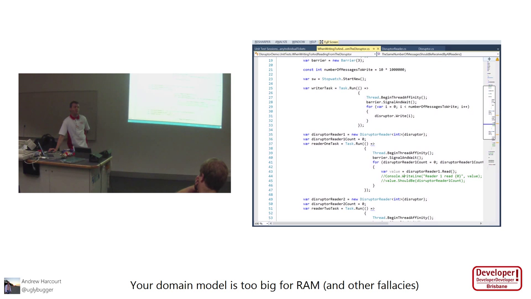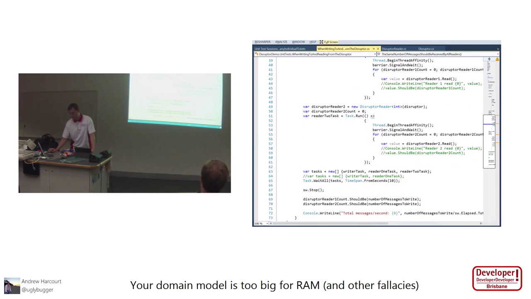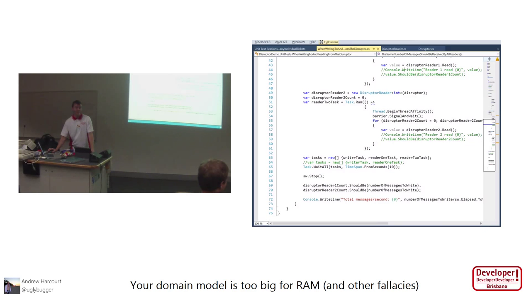Ironically, the slowest 2 things in here are actually the Console.WriteLine and the assertions, which is why they're disabled. I can turn them on again in a minute if we care. Shouldly is actually insanely slow. It's an awesome assertion library. If you want to do a million messages per second, don't use Shouldly.